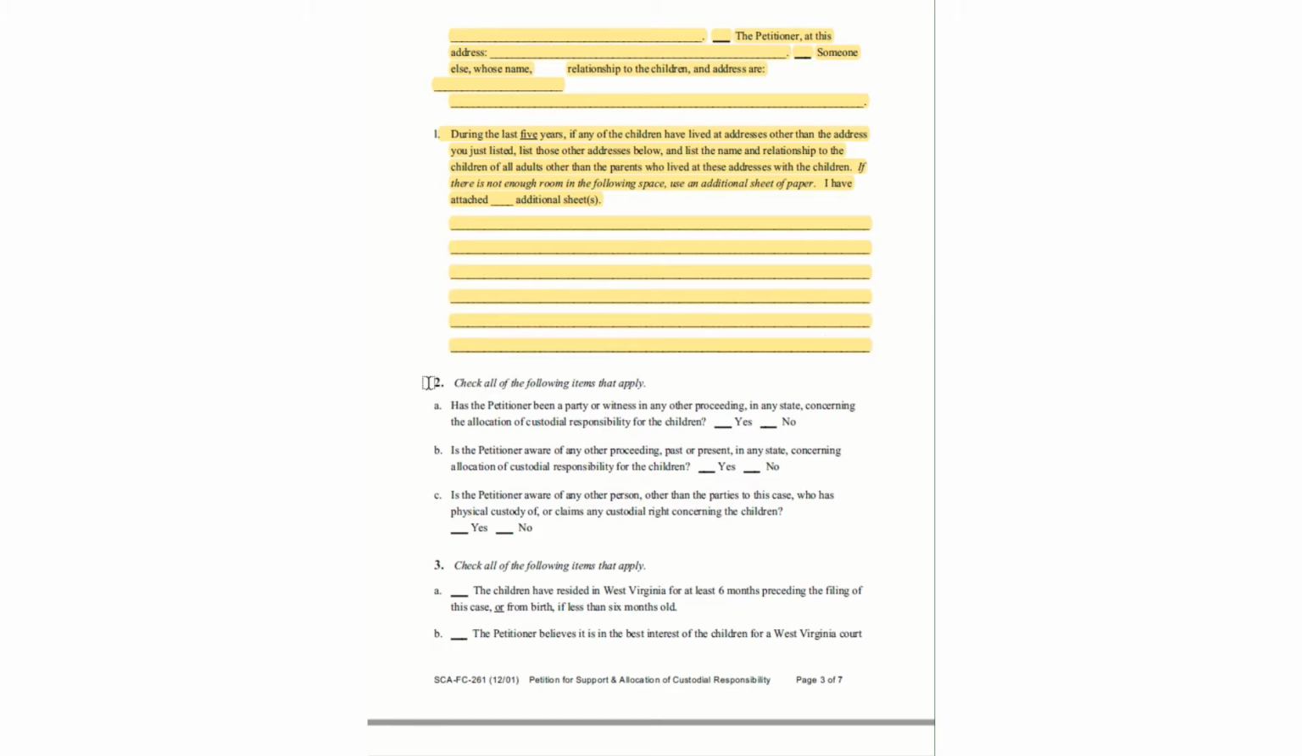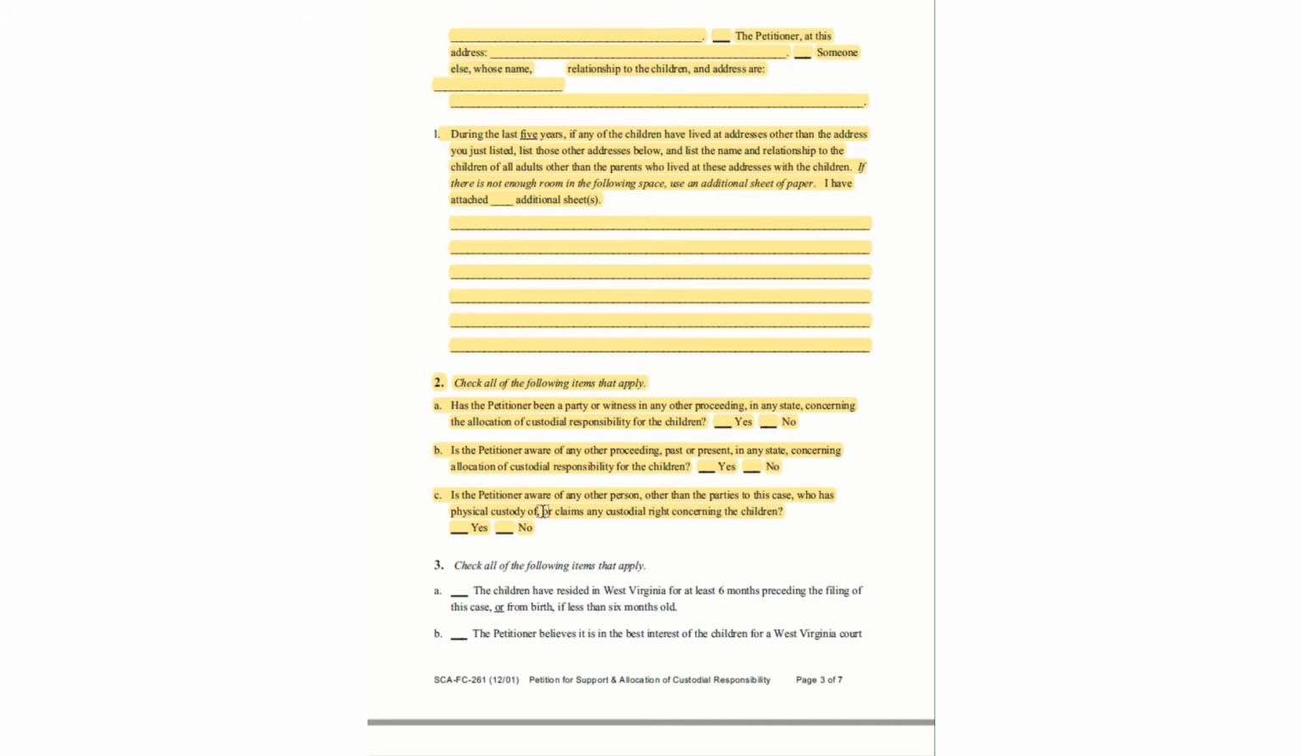Question number 2 asks about custody cases that have potentially been filed in other states. So if you're the petitioner and the person filing and you've been involved in a custody case about these kids in another state, then you would mark yes here on this line. If you haven't, then you just mark no. On B, it asks whether the petitioner or the person filing knows of a case in the past or one that's currently filed in another state about these kids. If that is something that you're aware of, then you'd mark yes. If you're not aware, then you'd mark no.